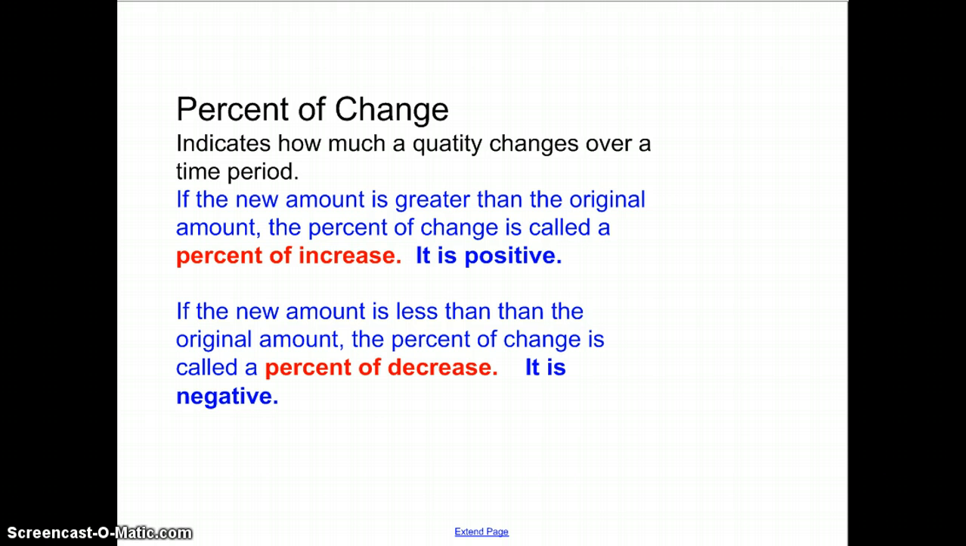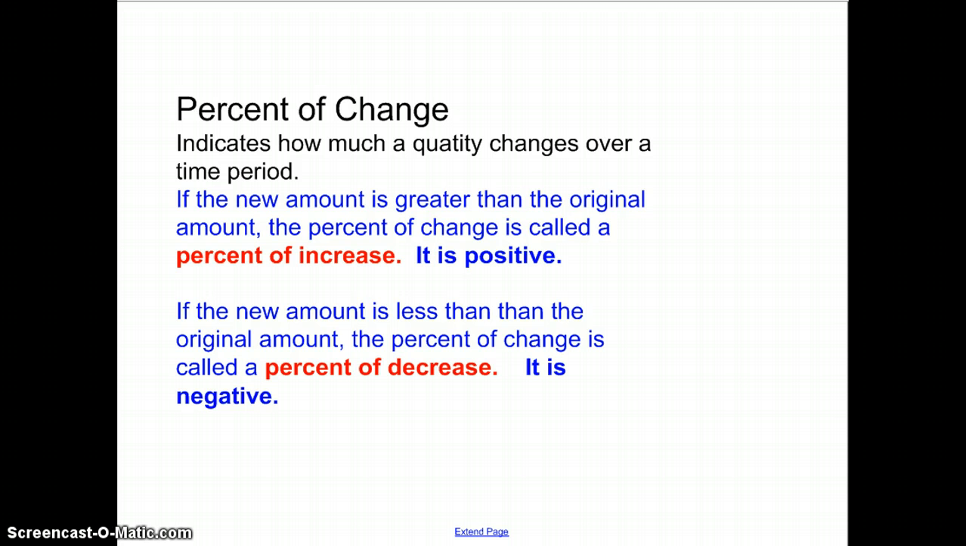A percent of change indicates how much a quantity changes over a time period. Remember, with the milk, we were looking at this year's order versus last year's order. In percent of change, if the new amount is greater than the original amount, the percent of change is called the percent of increase. This is just a vocabulary term, but sometimes you'll hear that used interchangeably with percent of change. They'll tell you it's a percent of increase, and when you hear that, you should know that the new amount is greater than the old amount.